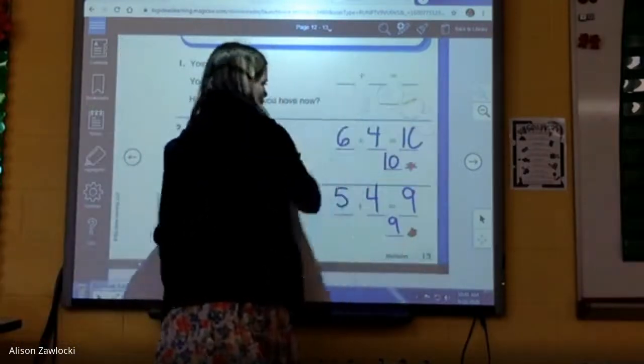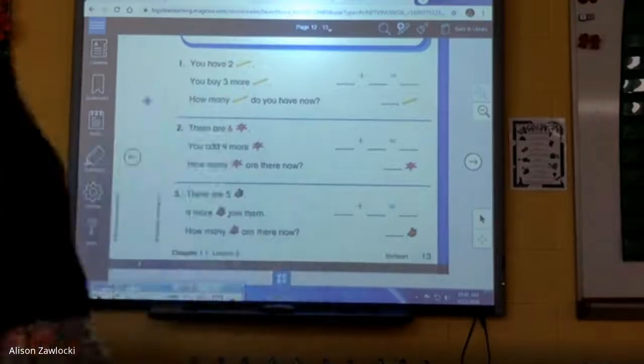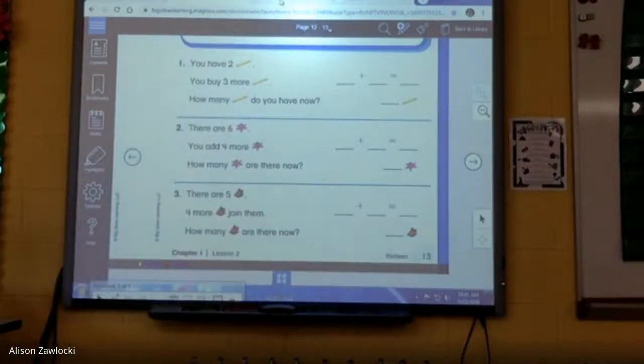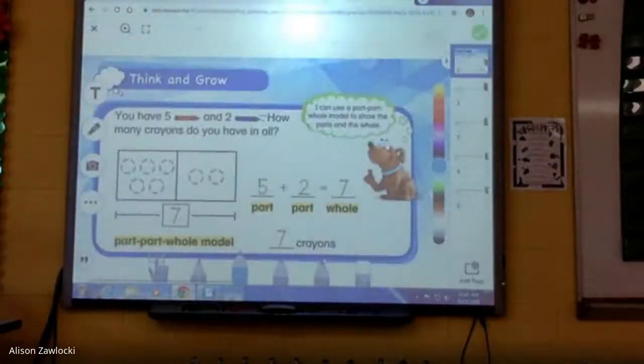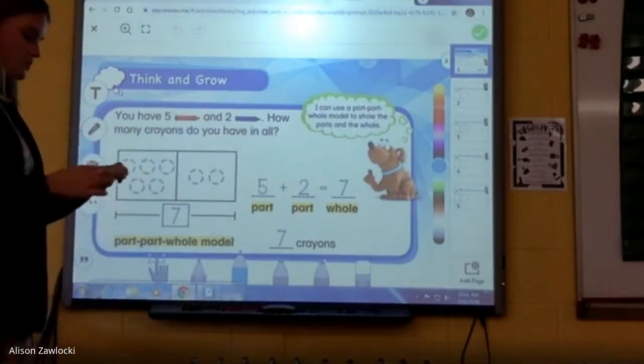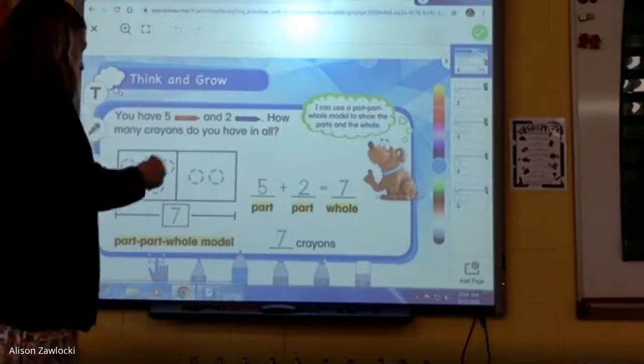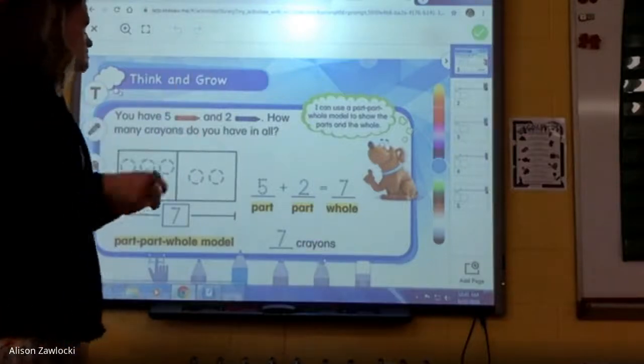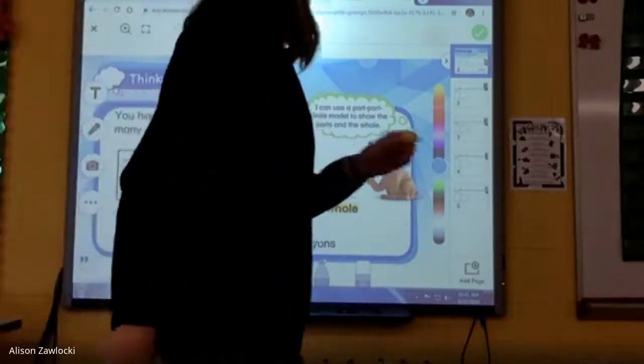Now I'm going to show you what you're going to do in your Seesaw activity today. So you have an example here. It says you have 5 crayons. 1, 2, 3, 4, 5. And 5 red crayons, and 2 blue crayons. How many do you have in all?